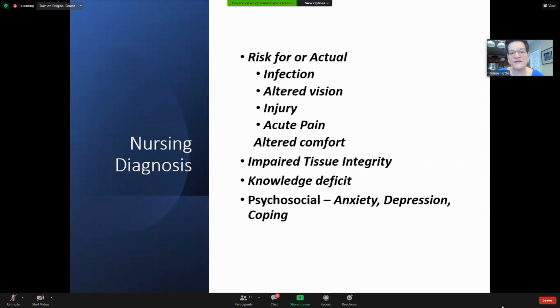Nursing diagnoses that we see, probably the most commonly, that would be priority, that acute pain or altered comfort, that impaired tissue integrity, and then knowledge deficit as well.